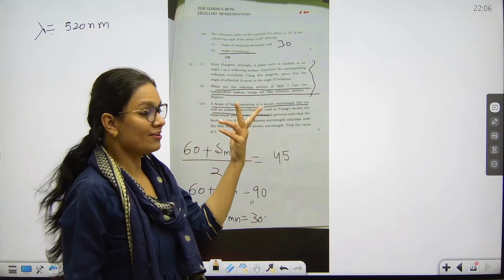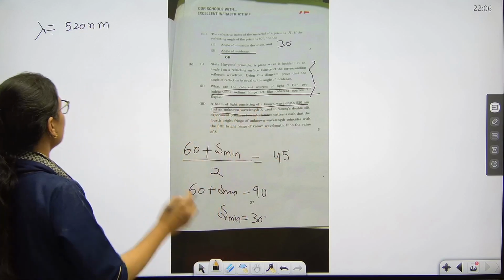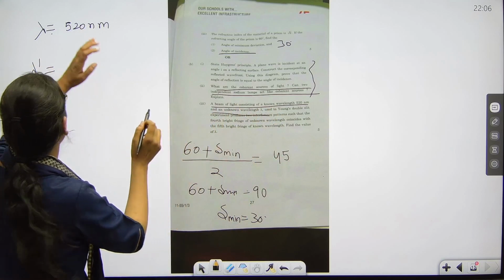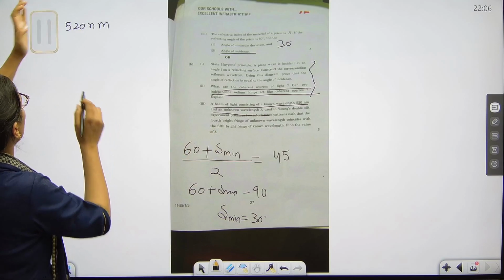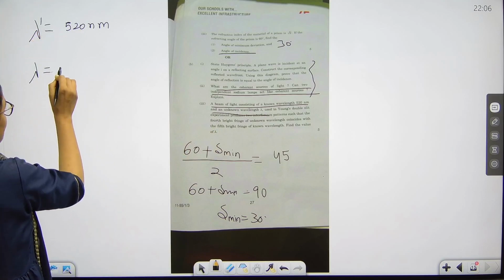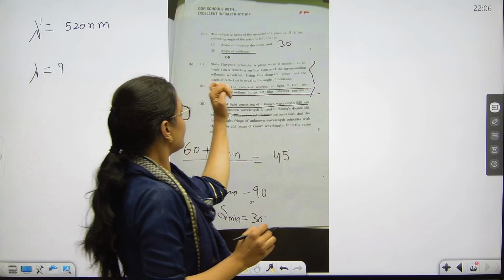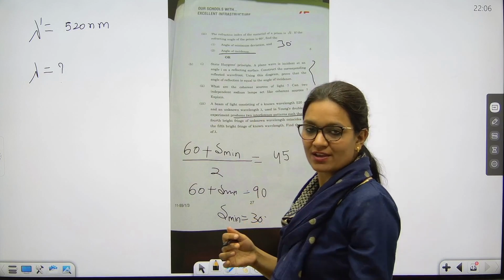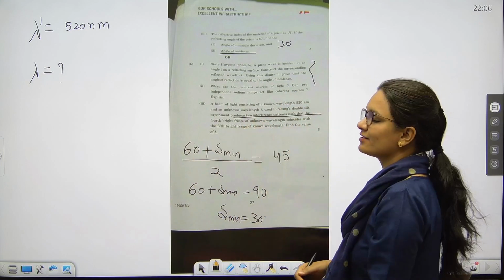And there is some unknown wavelength also, which I'm taking as lambda. So the known wavelength I can write as lambda dash, and this lambda is the wavelength I don't know. In Young's double slit experiment, two different waves produce two different interference patterns.